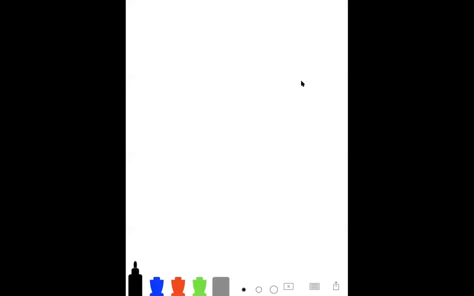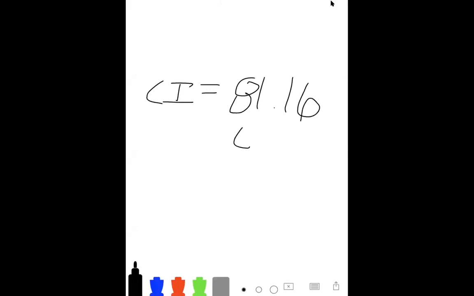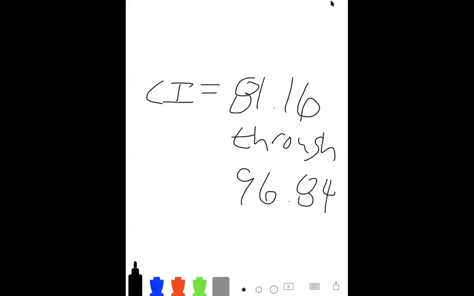You literally could say the confidence interval, CI, equals 81.16 through 96.84. That is a perfectly acceptable way of writing the confidence interval. CI, which stands for confidence interval, equals 81.16 through 96.84.